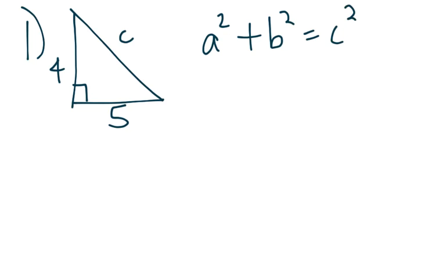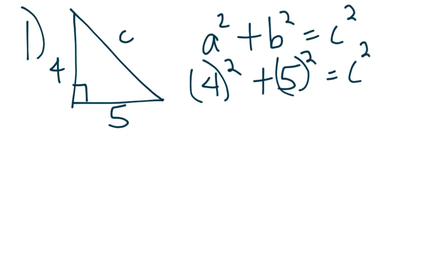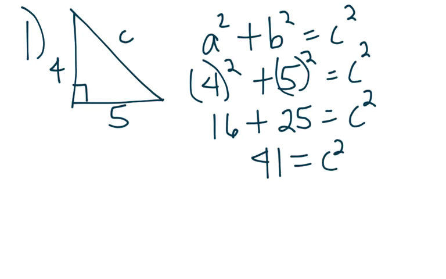If you look at problem number 1, the triangle looks like this. And it says that this is 4, this is 5, and this is c. So when we use the Pythagorean theorem, it's a squared plus b squared equals c squared. So that's 4 squared plus 5 squared equals c squared. 4 squared is 16, 5 squared is 25, equals c squared. Now, order of operations says we need to add 16 and 25, which would be 41, equals c squared.